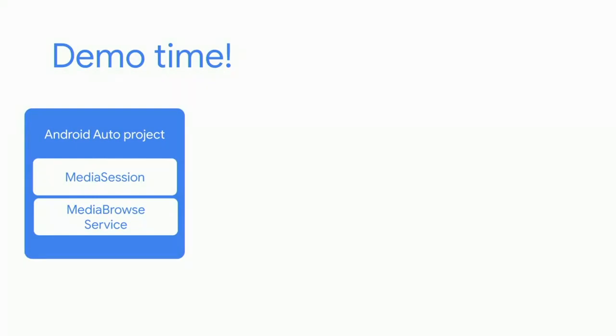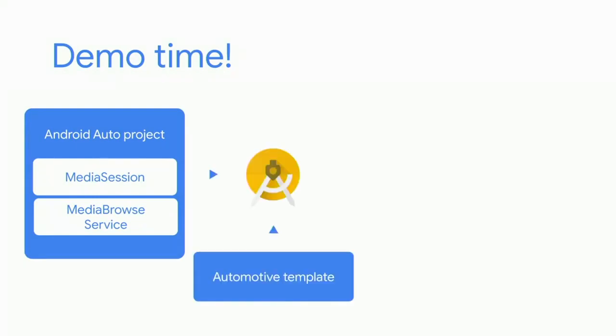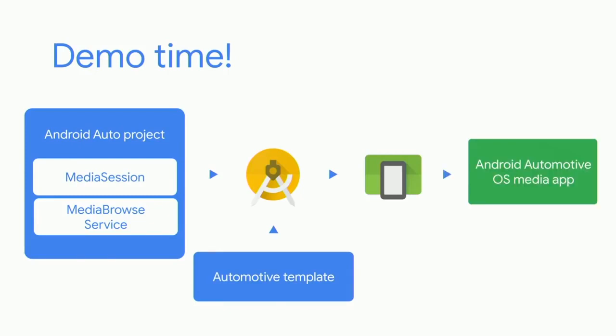And I'm going to use the Android Studio template to add automotive support. I'm going to test it on the emulator. And in the end, we're going to have a fully fledged media application running on automotive OS. So now, if we can switch to my laptop. So this is my project.